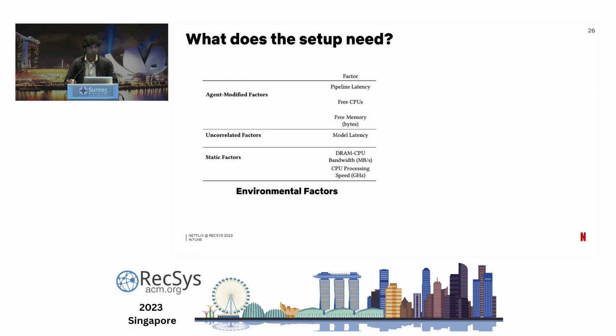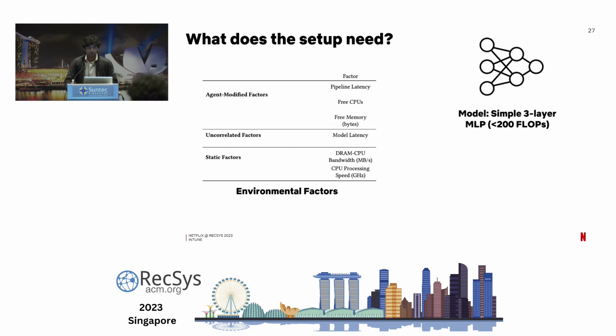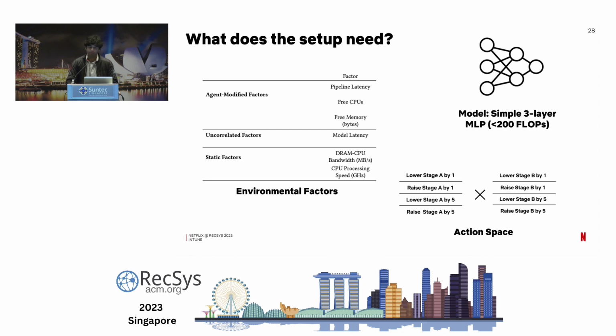We're trying to build a reinforcement learning agent for resource distribution. So what does our agent actually need? First, we need to consider environmental factors. Hardware: the number of CPUs available, the amount of memory available, CPU processing speeds, pipeline latency. Next, the agent itself. We use a simple DQN approach with a very simple 3-layer MLP for the agent. We want it to be as simple as possible to avoid it contending for resources with the model execution itself. The action space is, again, fairly simple.